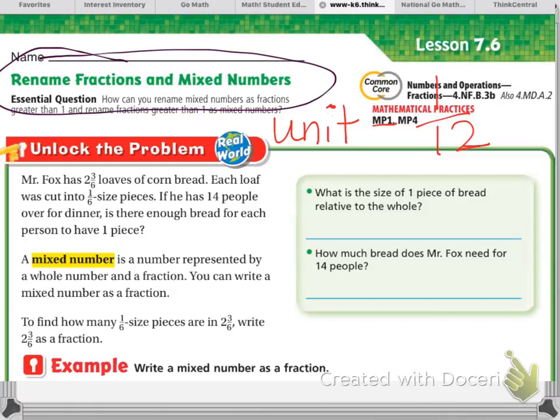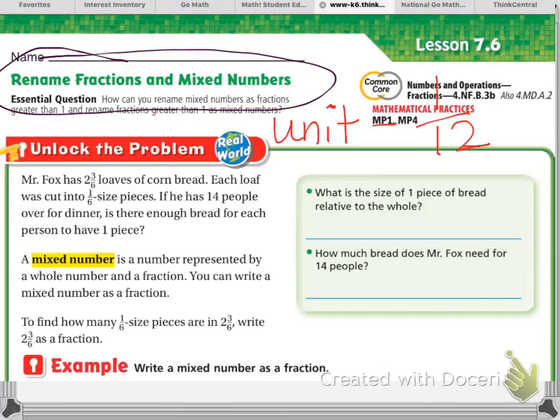Let's take a look at our problem. Mr. Fox has 2 3/6 loaves of cornbread. Each loaf was cut into 1/6 size pieces. If he has 14 people over for dinner, is there enough bread for each person to have one piece?